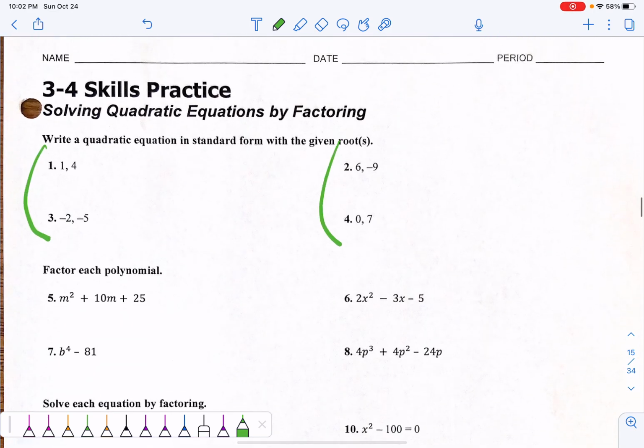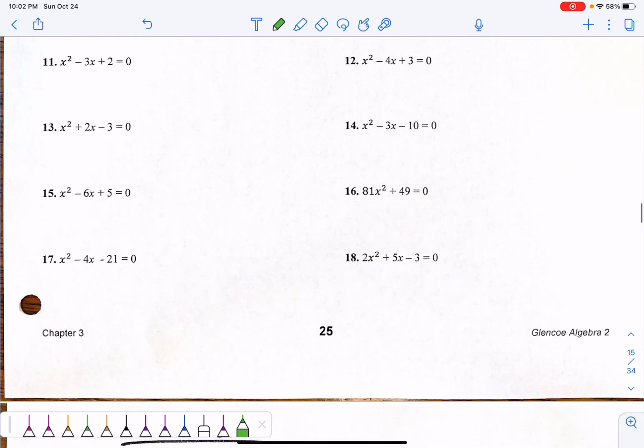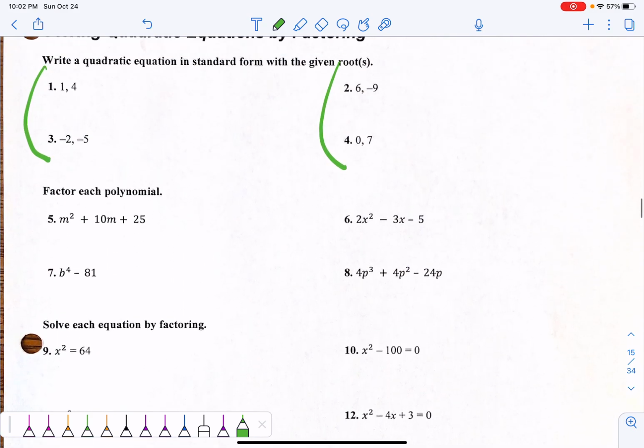Okay, so on your homework assignment, there's a lot of stuff. These first 4 are going to be like that last example, okay? I'm going to go ahead and have you guys do all of these. There's 18 problems. That's a lot. Whew. But hopefully you've got a lot left in the period that you can get these done.